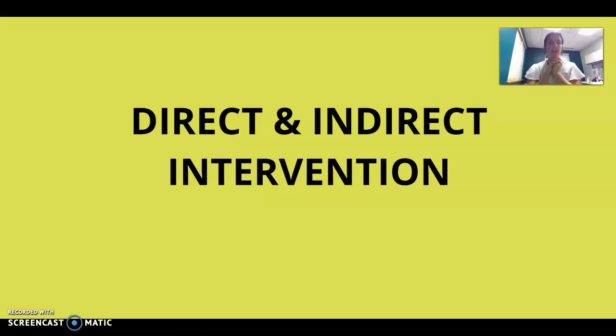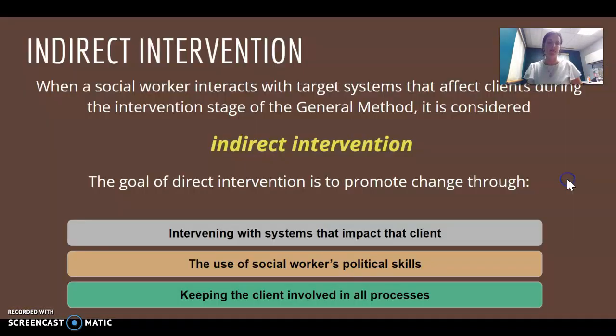All right, so the intervention stage is very action oriented because it's where we're giving our clients the tools to facilitate those changes in their life that will empower them. And so there are two different types of interventions that you look towards implementing when you're a social worker. There's direct and indirect. So we're going to go through what those both mean and give examples of them.